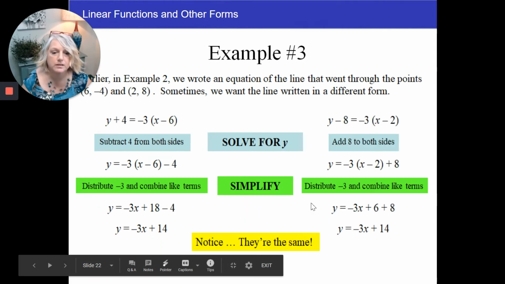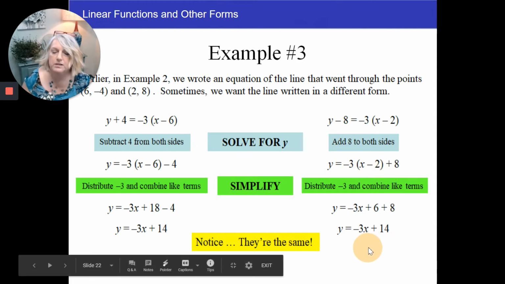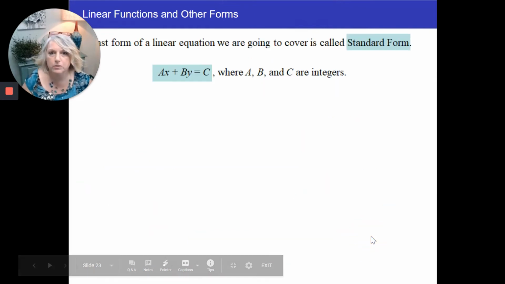Now notice, I did the same thing. Here was the other form of that line. If I add 8 to both sides, move that over, distribute the 3, we still end up with it. They're the same equation, they're just different forms. So it doesn't matter which one you start with.